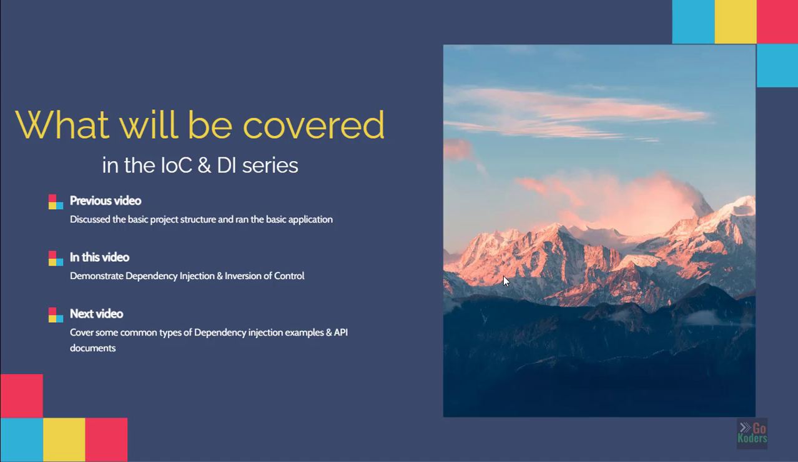In the next video, part 3 in this series, we'll cover some common types of dependency injection along with examples. Also, we'll go through a few API documents in the process, that is the Spring API documents, in order to explain the annotations that will be used in the code. Also, definitely we'll be looking at formal definitions of Spring Dependency Injection, Inversion of Control, and Spring Bean. Now let's head over to our IDE, Spring Tool Suite.